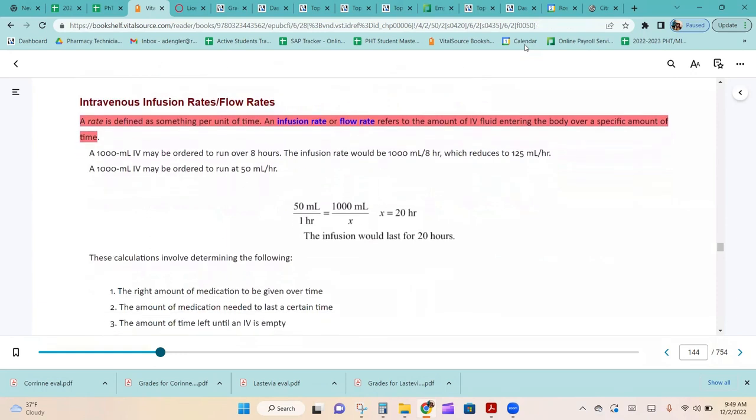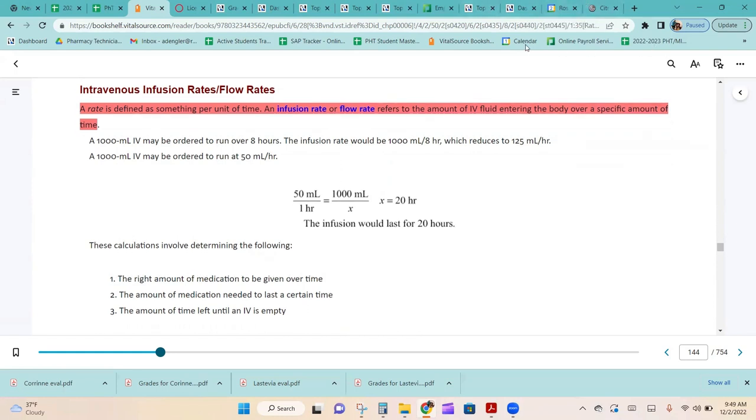A rate is defined as something per unit of time. An infusion rate or flow rate refers to the amount of IV fluid entering the body over a specific amount of time. We'll go through some examples of that now.